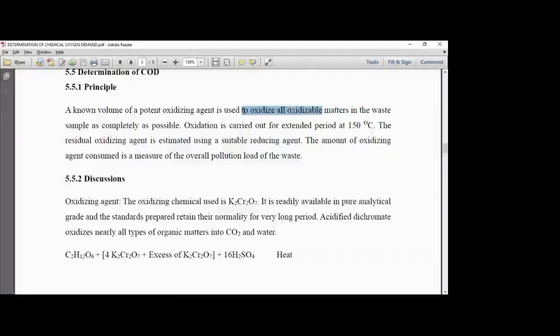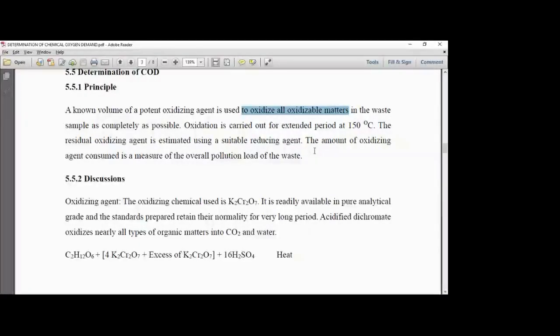Now let's say I have added 10 ml, and out of 10 ml only 5 ml is required for oxidation of all oxidizable matter. That means that I have utilized only 5 ml, right? If there is another sample, it requires 9 ml to oxidize all the oxidizable matter. So what is the difference between these two samples? The second sample, which requires 9 ml, has a higher quantity of oxidizable matter. That means that it requires higher oxygen. It has the higher oxygen demand. That means that it has higher COD.